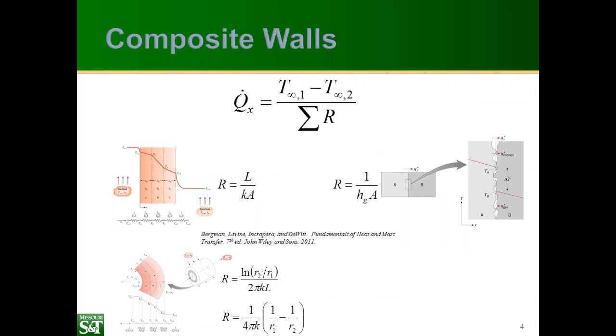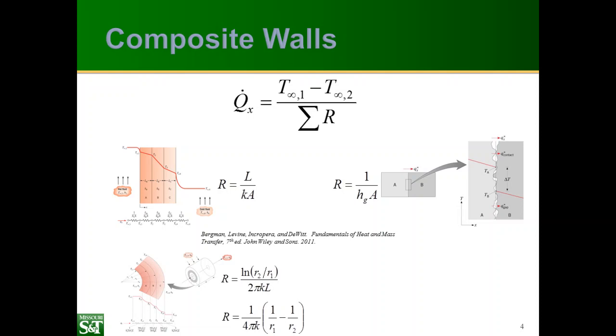So the simplest way to start talking about this idea of thermal resistance is the composite wall. A composite wall is just a wall that's composed of layers of different materials. And each region is going to have its own resistance. So we just add up those resistances, and the heat rate is the overall temperature difference divided by those resistances.